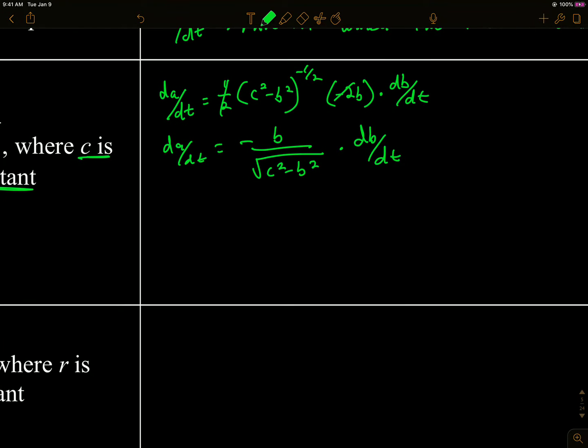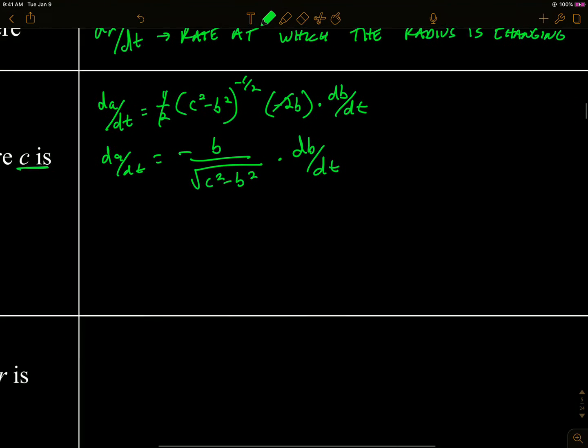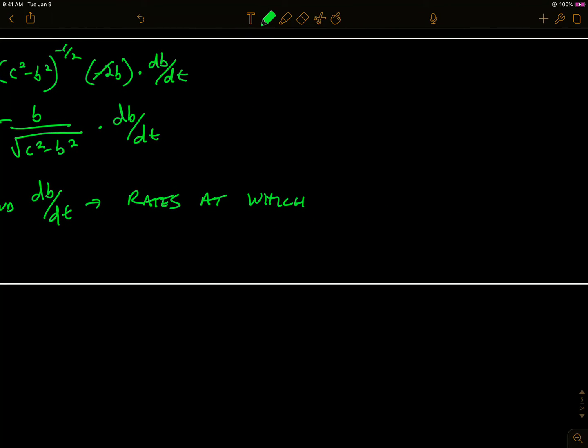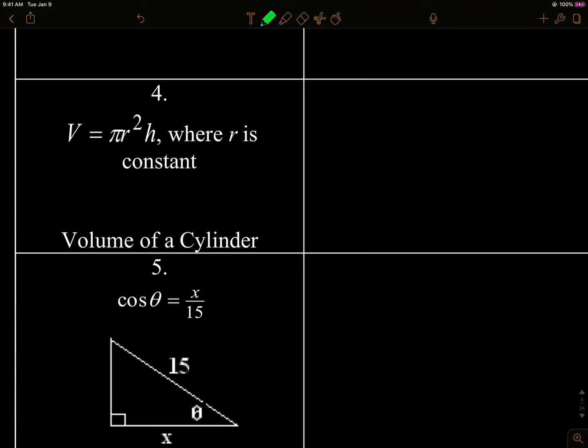Now, we don't necessarily know what A and B represent in this. It could be some kind of picture where A is a length, it could be anything. So we're just going to say that dA/dt and dB/dt, what do those represent? The rates at which A and B are changing, whatever A and B are. Okay, let's look at the next one.